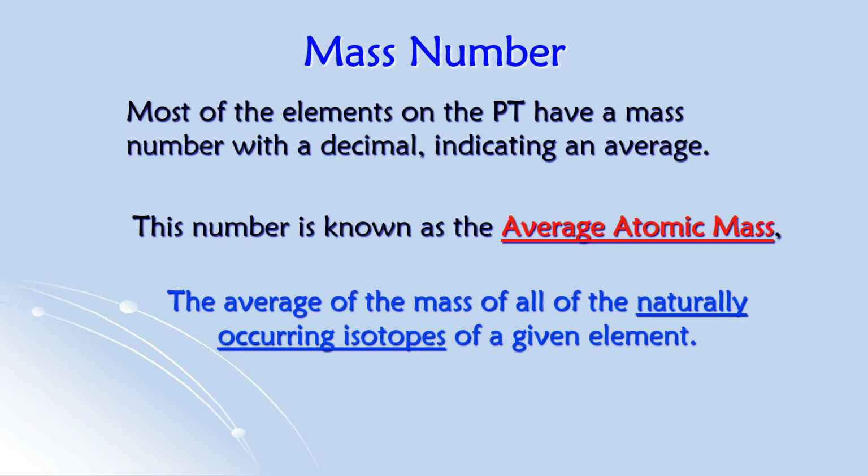We will be talking about isotopes in the next topic, but for now, just know that there are some elements out there that can exist with more than one mass number. They can exist in more than one form. So basically, that average atomic mass that you see on the periodic table is just the average of the masses of all those different isotopes. And we'll also learn how to calculate that decimal number in the next topic.